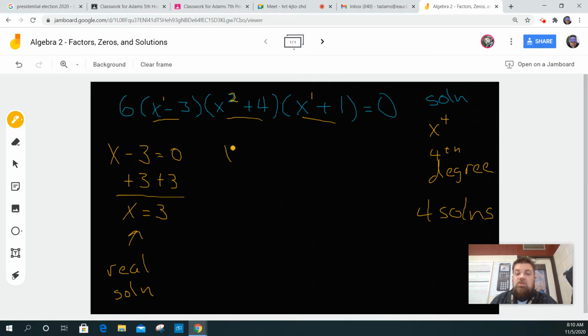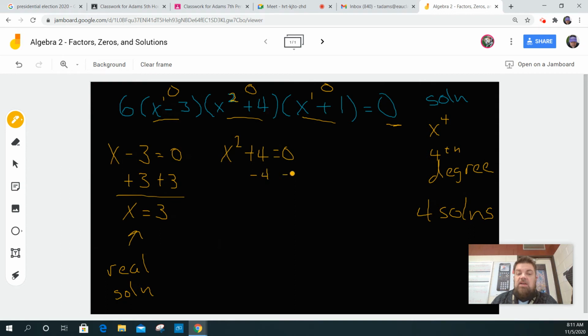And if I do the next one, if I say x squared plus 4, and I set it equal to 0, and you might say, well, why do we set it equal to 0? Well, the only way I can get 0 is if this equals 0, and this equals 0, and this equals 0. In other words, 0 times 0 times 0 equals 0. So by taking each one of these factors and setting them equal to 0, I'm finding the value of x that makes the stuff inside the parentheses equal to 0.